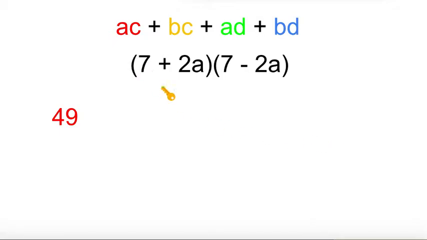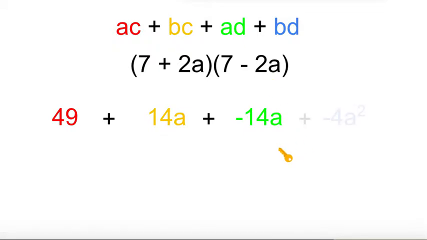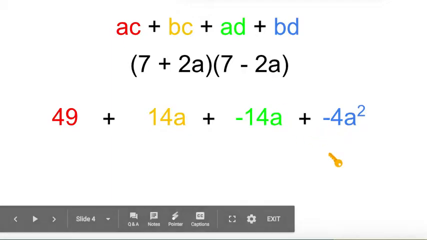So AC would be 7 times 7, which is 49. BC would be 2a times 7, which is 14a. AD should be 7 times negative 2a, which is negative 14a. And BD should be 2a times negative 2a, which is negative 4a squared.